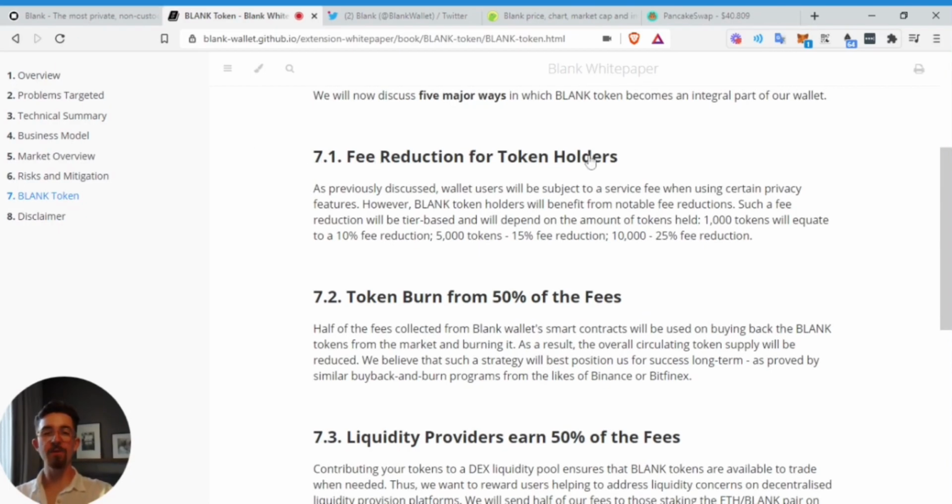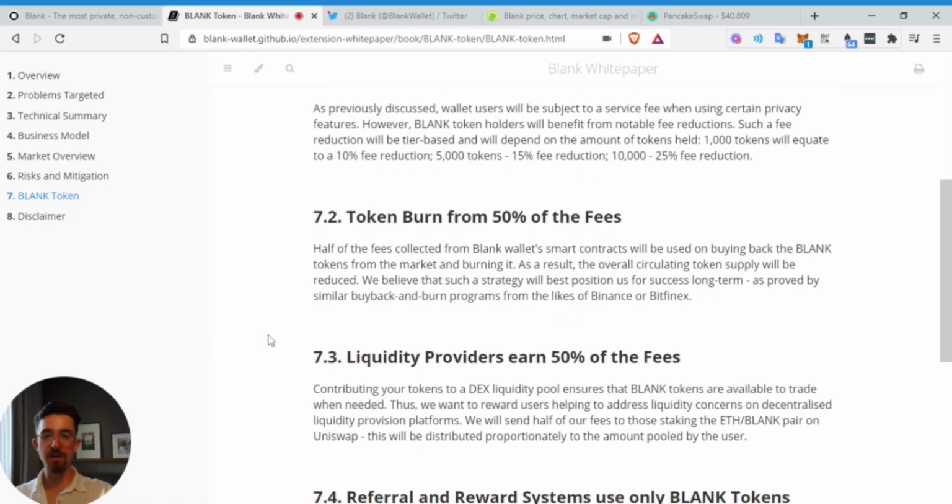Okay, so 7.1, fee reduction for token holders. Such a fee reduction will depend on the amount of tokens held. So similar to Binance, if you're using the Binance exchange and you hold the BNB token, the native token, you have lower fees. So it's similar to what they're doing here. Again, I'm going to go quick through these.